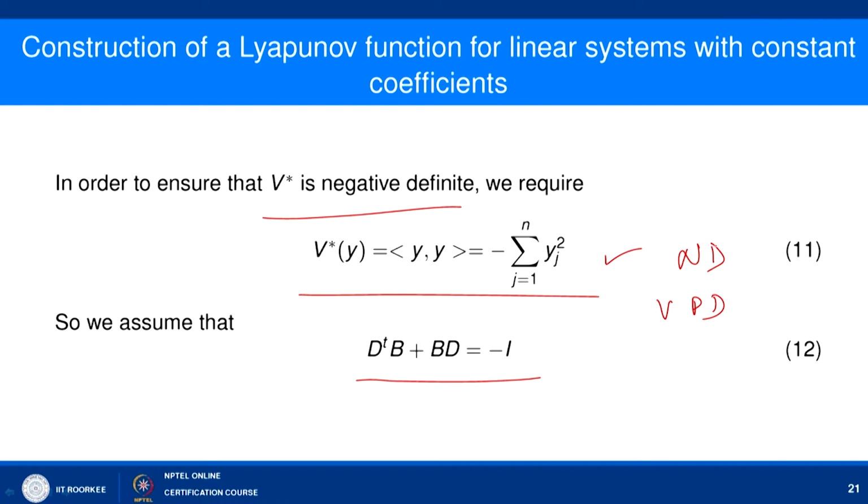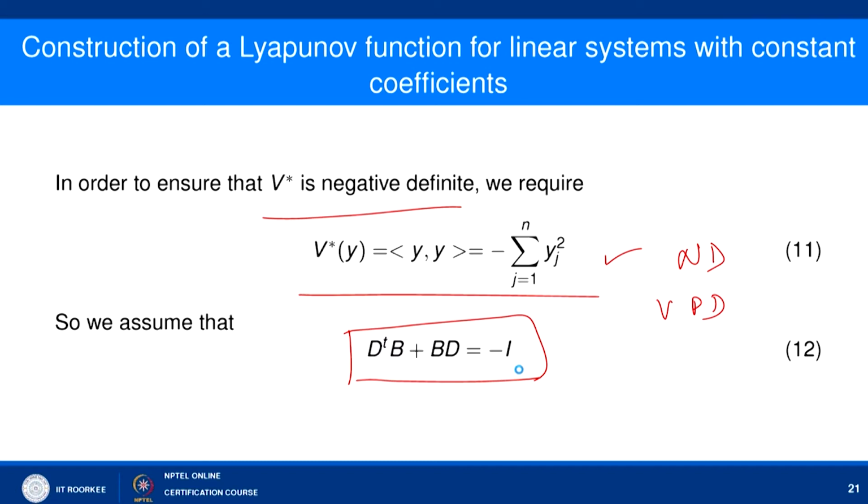And so, we assume that B is a symmetric matrix of size n such that D transpose B plus B D is equal to minus I here. Now, D is already given to you. D is nothing but T inverse A T, where T is some transformation which we choose in a certain way, and then we can solve this and we can get our B here.